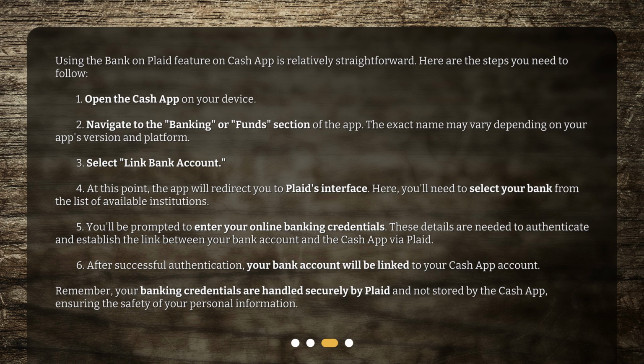4. At this point, the app will redirect you to Plaid's interface. Here, you'll need to select your bank from the list of available institutions. 5. You'll be prompted to enter your online banking credentials. These details are needed to authenticate and establish the link between your bank account and the Cash App via Plaid. 6. After successful authentication, your bank account will be linked to your Cash App account. Remember, your banking credentials are handled securely by Plaid and not stored by the Cash App, ensuring the safety of your personal information.